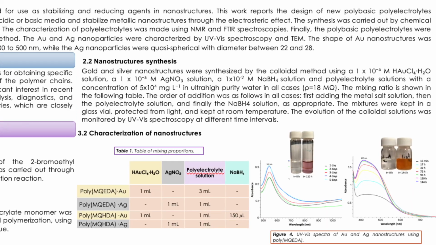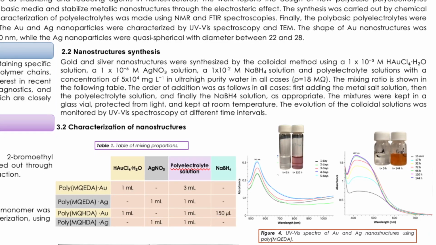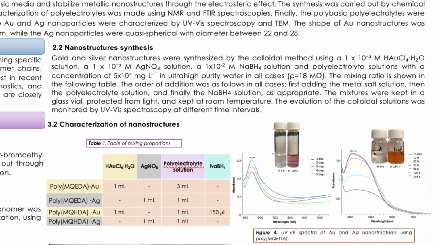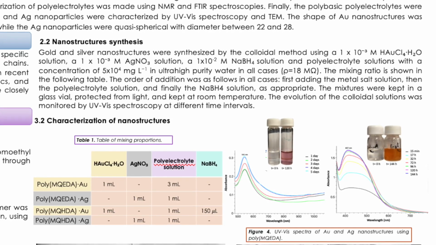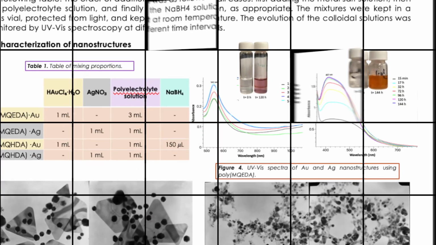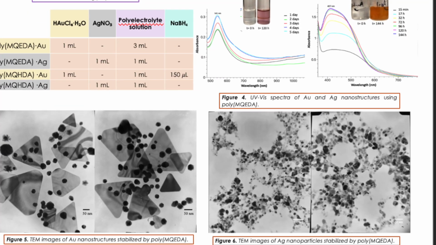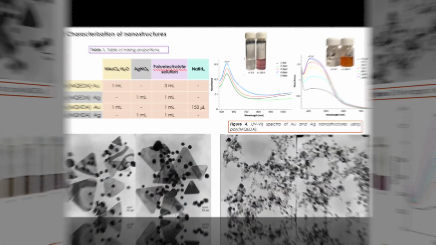The mixing ratio is shown on the following table. The order of addition was as follows in all cases. First, adding the metal salt solution, then the polyelectrolyte solution, and finally, the sodium borohydride solution. The evolution of the colloidal solutions was monitored by UV-Vis spectroscopy at different time intervals.